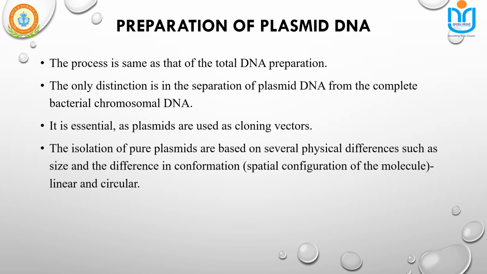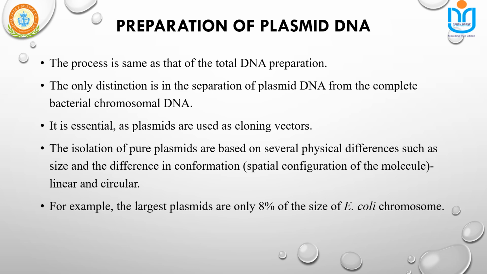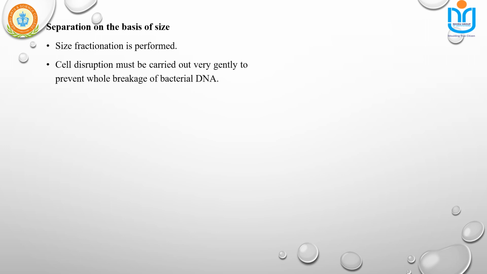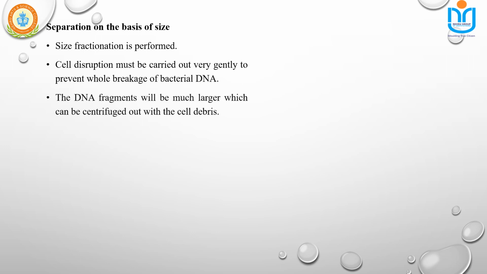For example, the largest plasmids are only 8% of the size of the E. coli chromosome. The separation on the basis of size. Size fractionation is performed. The cell disruption must be carried out very gently to prevent breakage of bacterial DNA. The DNA fragments will be much larger, which can be centrifuged out with the cell debris.